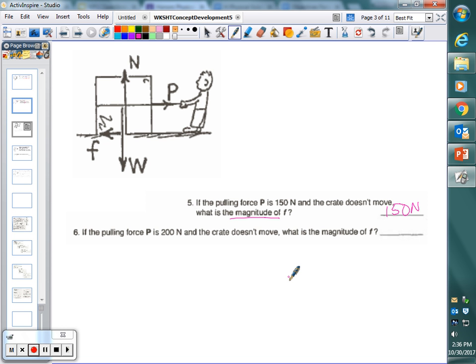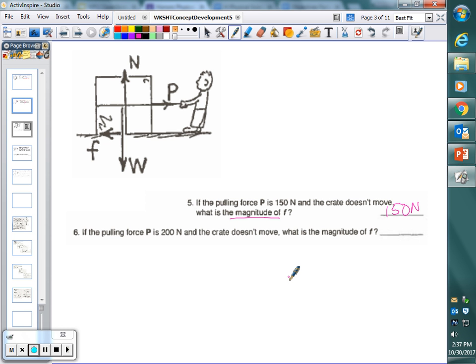So, if you pull on an object and it doesn't go anywhere, what's your next plan? Make it go somewhere. Well, in order to do that, what are you going to do? You're going to pull harder. Maybe break it and move it. So, the pulling force P increases now to 200 newtons.